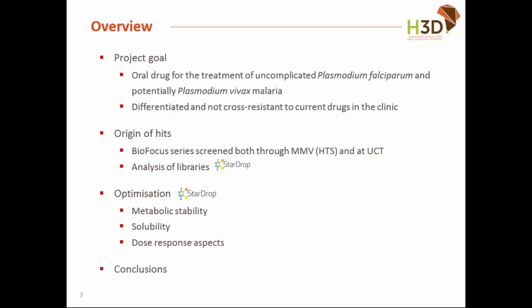So here we've been focusing on developing oral drugs for the treatment of Plasmodium and Vivax malaria, and we're looking for drugs that are differentiated and not cross-resistant to the current drugs in the clinic. We get our main chemical matter from phenotypic screenings that are coming from pharmaceutical companies such as Biofocus, and we are very lucky to work in collaboration with MMV, who allow the screens to occur. And we also screen some libraries here at UCT.